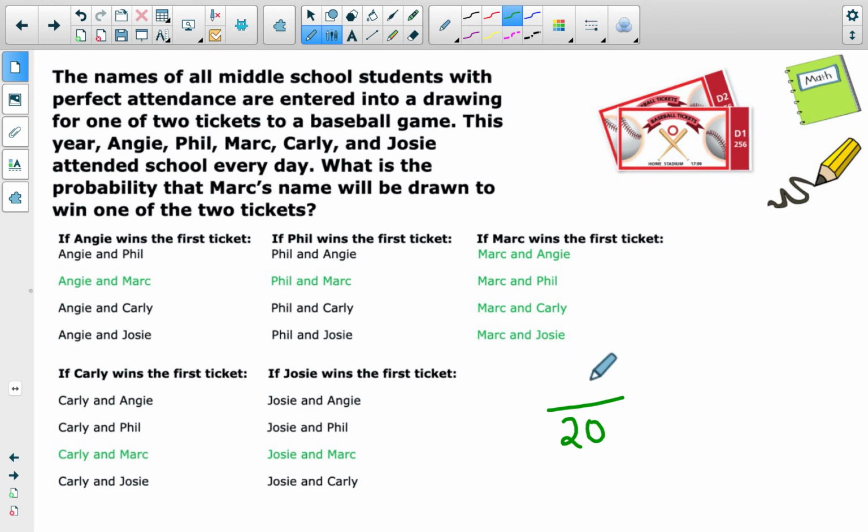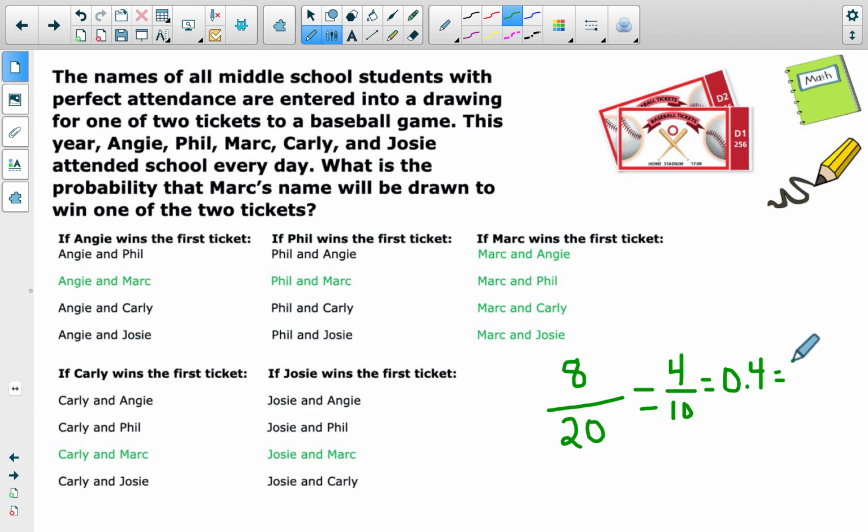And wherever Mark is, the number of favorable outcomes goes in my numerator. 1, 2, 3, 4, 5, 6, 7, 8. 8 out of 20. That is his probability of getting one of the tickets. That can be simplified to 4 tenths, which is equivalent to 40%.